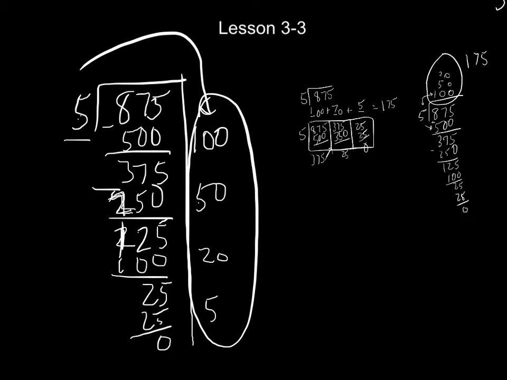100 plus 50 is 150, plus 20 more is 170, plus 5 more is 175. No remainder. I don't need to put that, though.